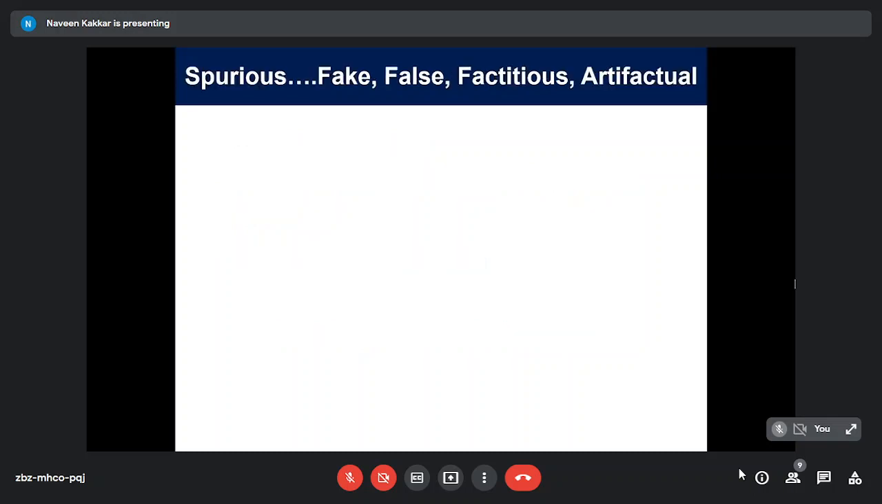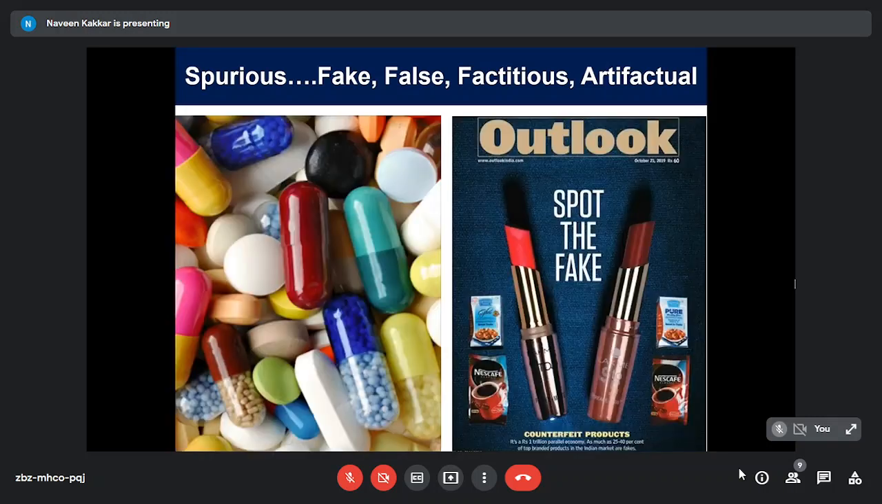The synonyms that you will find in the books or literature or on the web are spurious, fake, false, fictitious, or artifactual results. And we know in real life there are many examples of this. Difficult to pick up from the real one. And that's a problem in the lab also. Sometimes you are not able to detect, suspect, or pick an artifact, but we look at examples. What are the hints that will make you do that more consistently?